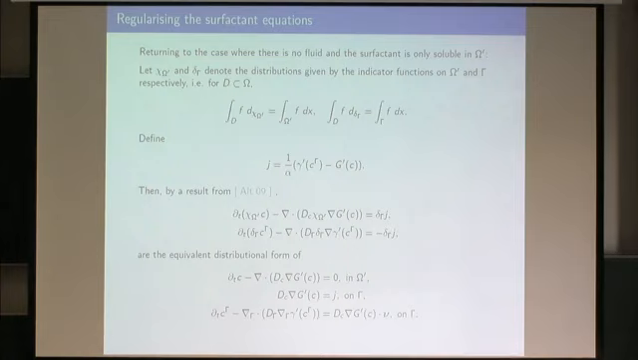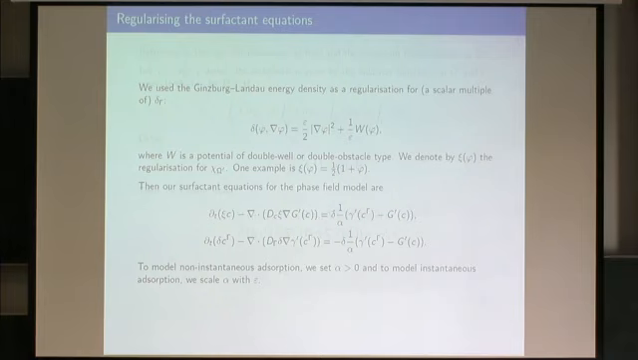So if the phase field model is a regularization of the sharp interface model, we could use this and simply regularize the indicator and surface Dirac. What we do is we use the Ginzburg-Landau energy density as a regularization for delta gamma, a scalar multiple of delta gamma, given here. W is a potential of double well or double obstacle type, and we denote by psi the regularization for the indicator on omega prime. One example we use in the numerical computation is something like this.